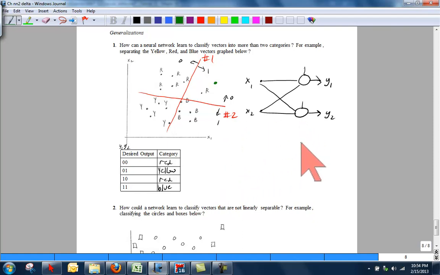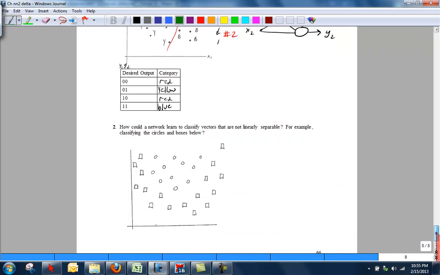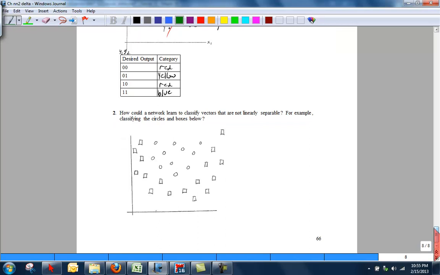So by adding more and more perceptrons here, I can code higher and higher numbers of categories. 2 outputs could code as many as 2 squared or 4. If I have 3 outputs, 2 cubed is 8 different categories that could potentially be learned, and so on. So that's one type of generalization that we might want to look at.